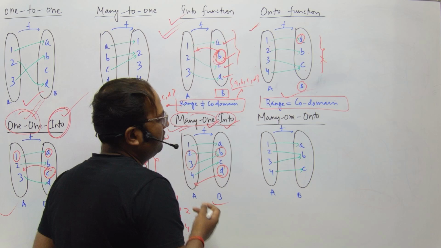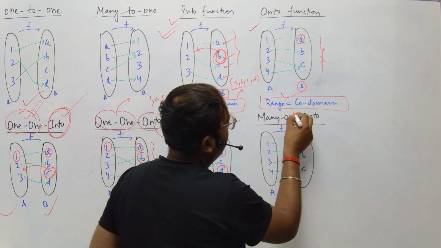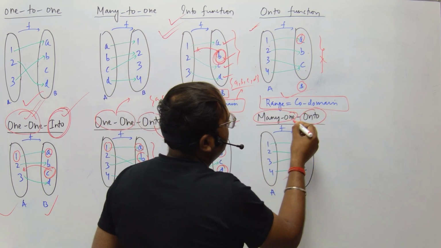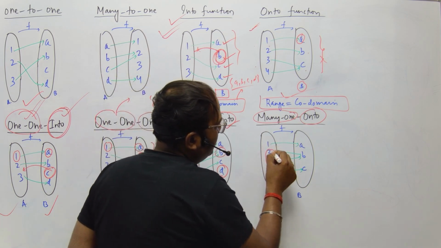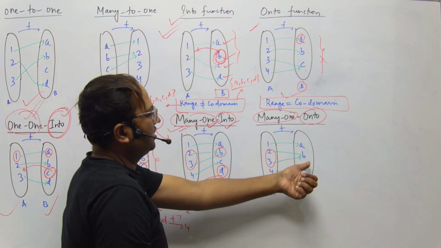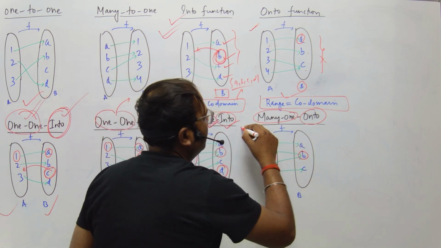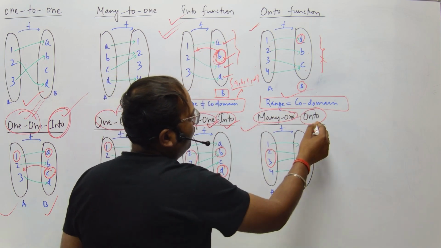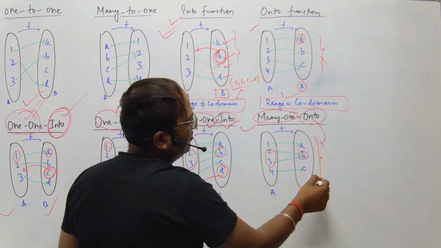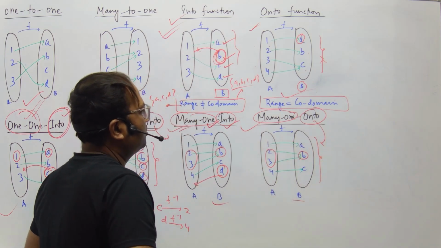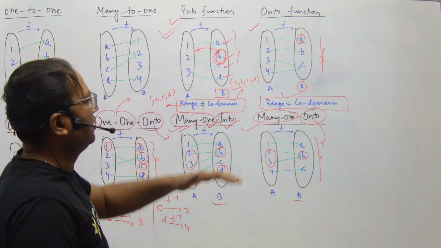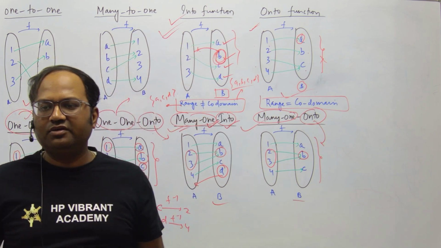Now we have many-one onto, a combination of many-one and onto function. In case of many-one, multiple elements are getting mapped to a single element. So here two elements are getting mapped to a single element. This is the definition of many-one. And in case of onto, there does not exist any element in set B which is not having any pre-image in set A. Okay, so this is all about the types of function. Thank you.